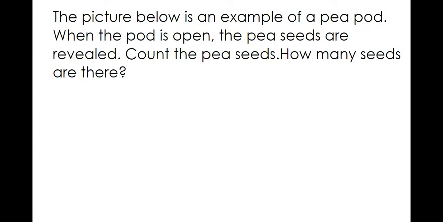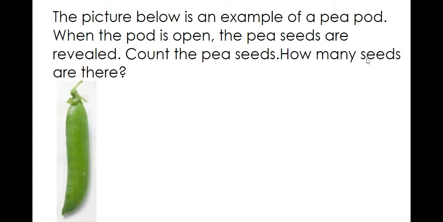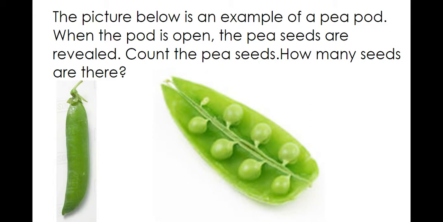The picture below is an example of a pea pod. When the pod is open, the pea seeds are revealed. Count the pea seeds. How many seeds are there? Did you say 7? There are 7 pea seeds inside this pea pod.